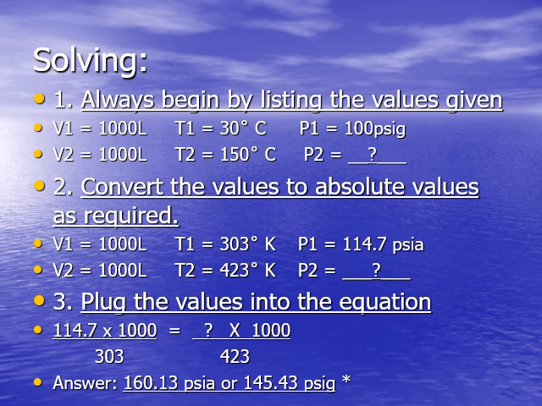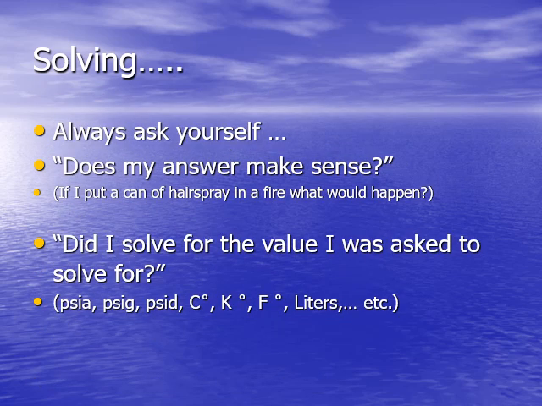P times T2/T1 equals P2, since volume is unchanged. Solving this gives us a final pressure of 160.13 PSIA, or approximately 145.43 psig. This method is essential when calculating pressure changes due to temperature variations in sealed aircraft systems. Always verify you've solved for the correct unit, whether PSIG, PSIA, Celsius, or Kelvin. This attention to detail is a must when servicing or troubleshooting pressurized systems.